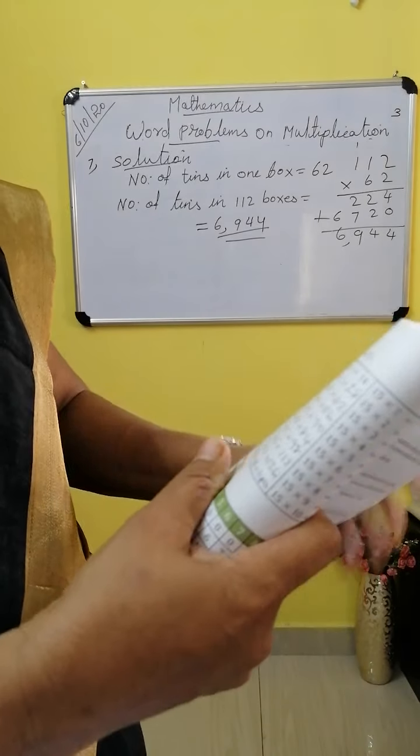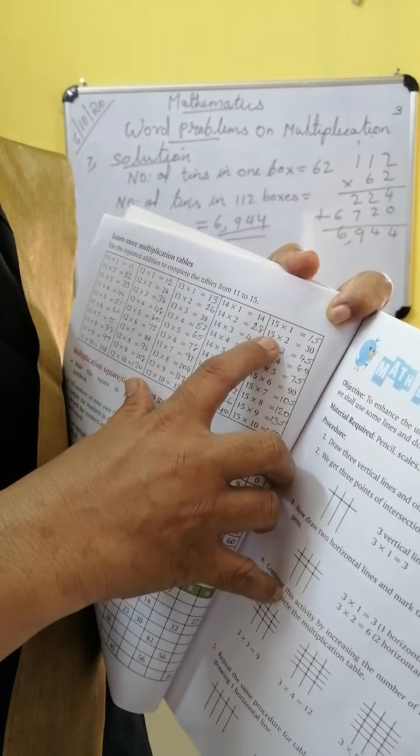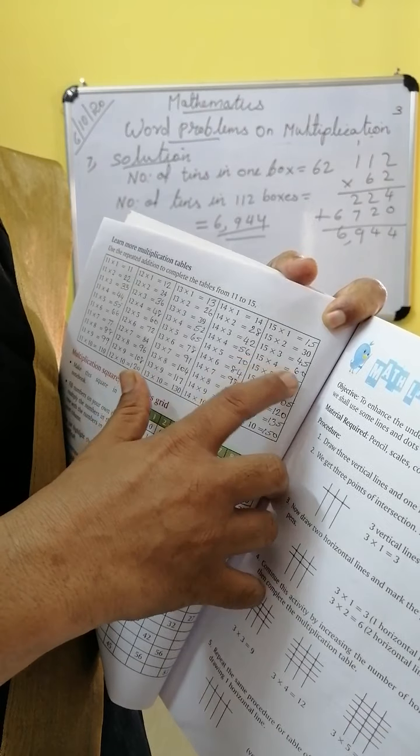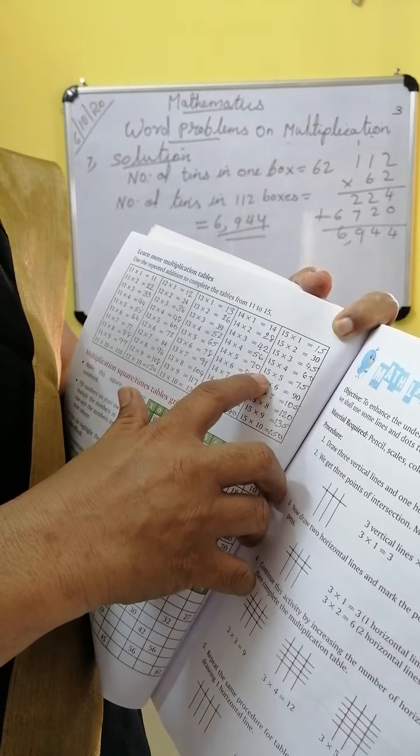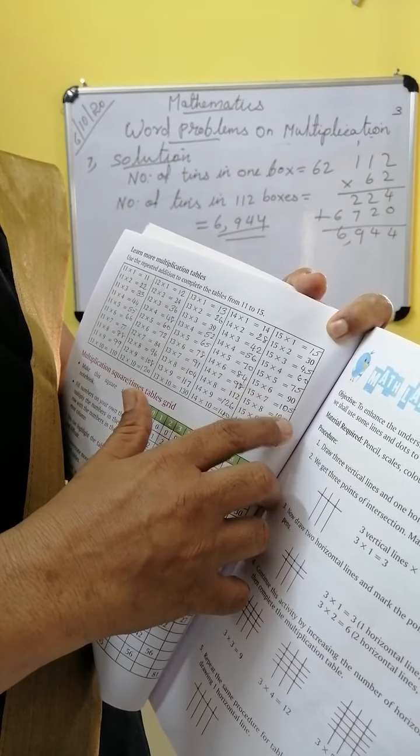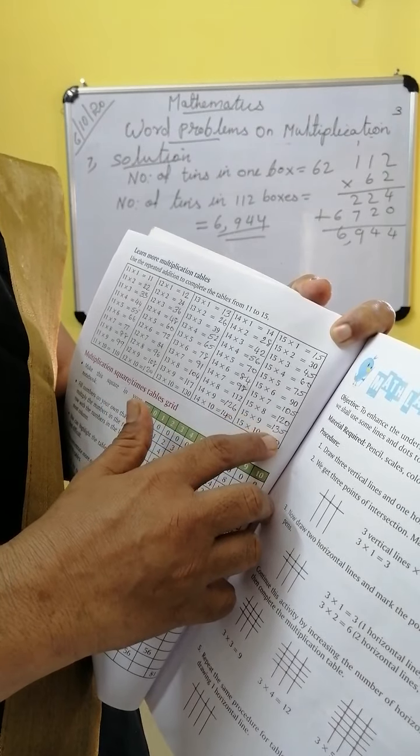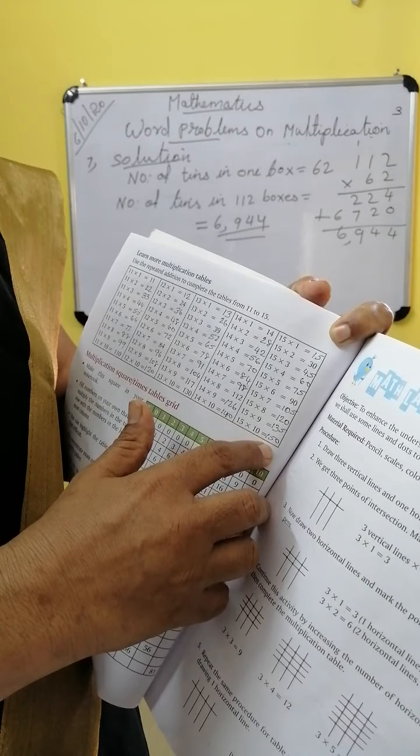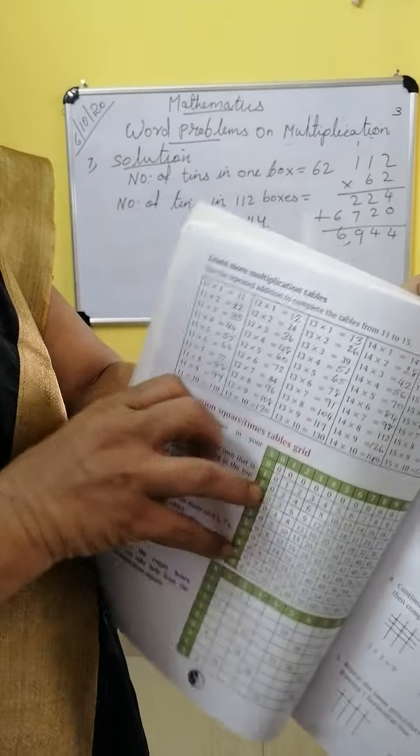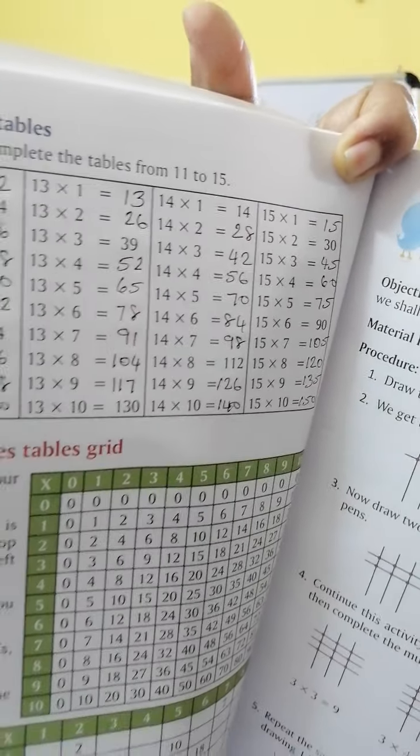Next table 15. 15 ones are 15, 15 twos are 30, 15 threes are 45, 15 fours are 60, 15 fives are 75, 15 sixes are 90, 15 sevens are 105, 15 eights are 120, 15 nines are 135, 15 tens are 150. So everything you write in the textbook. Hope you can see everything very well.